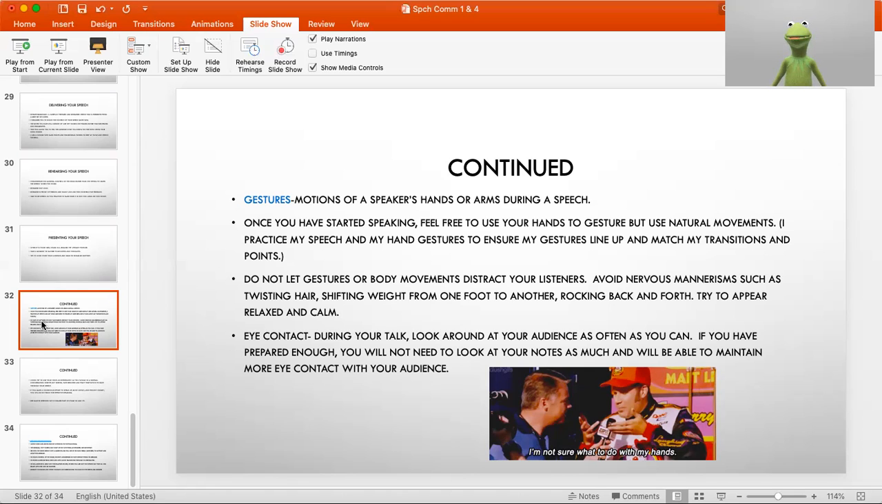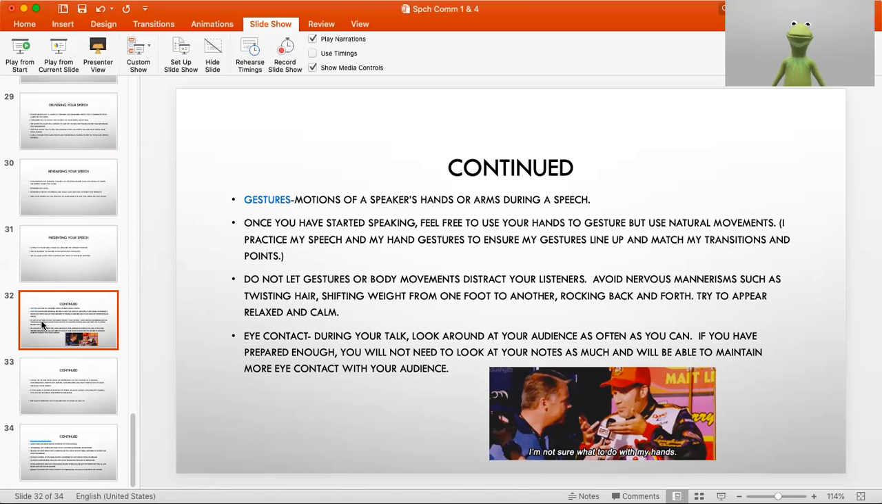One thing that I do is I tend to click the pen when I'm presenting. So when I do present, I make sure I don't have a pen available to avoid that. So just try to appear relaxed and calm, and make sure that your gestures and your body are making movements that are natural. You also want to make eye contact.